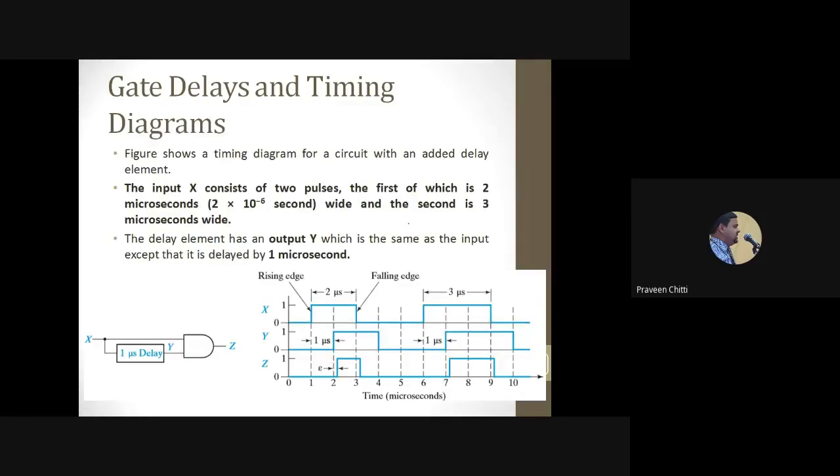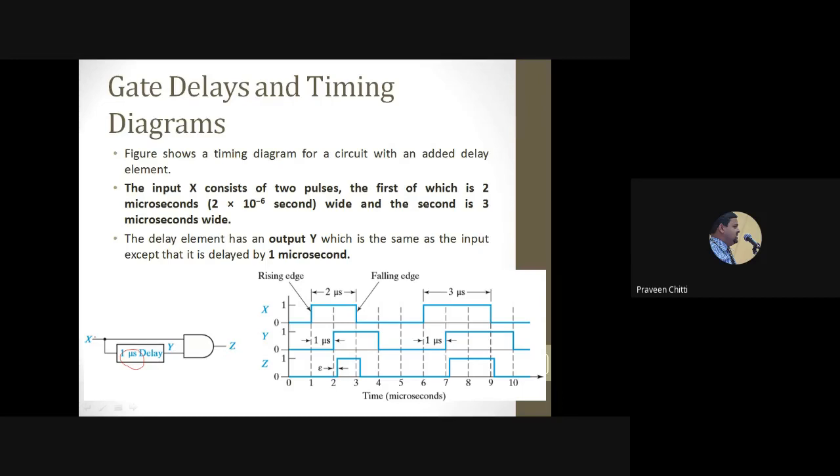Right. So one more example is given. You can just try to analyze this particular example. This is a simple example again. What we have shown here is a figure showing a timing diagram for a circuit with an added delay element. Here we are assuming gates have their own delay, and we have added one more delay element. X we have given directly to the input, and X we are delaying by 1 microsecond, and then giving it to this same gate, and we call that output Y.